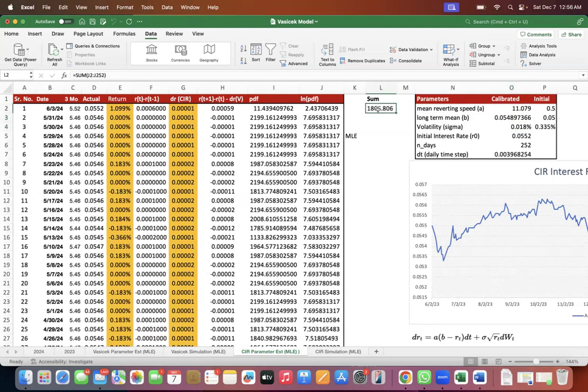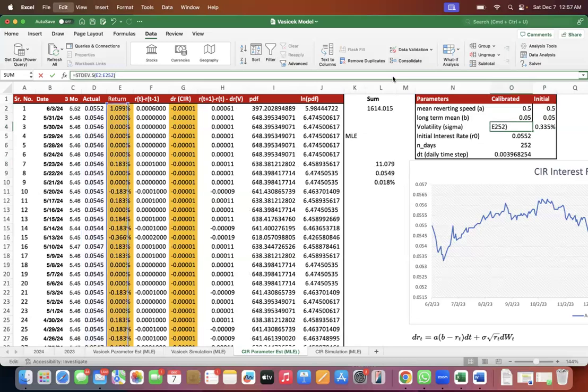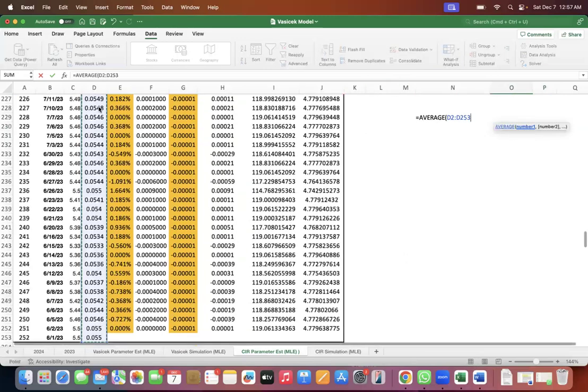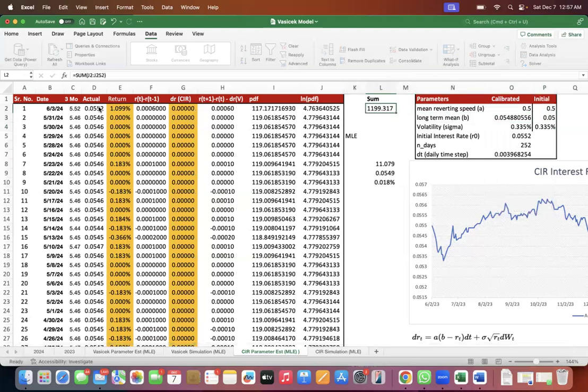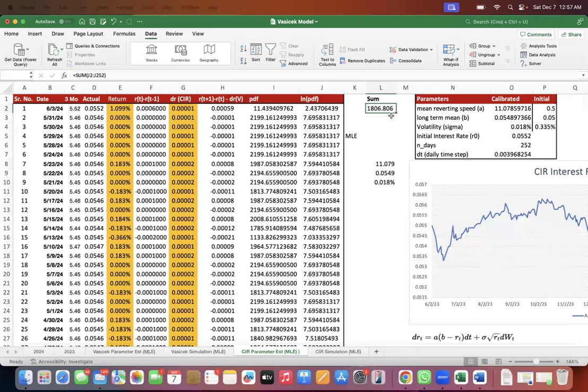My sum earlier was 1100 or something like that. If you remember, these were our initial guesses, and we were getting this value, but when we did the Solver piece, we got these values. Using these values, we maximized this sum, and that was the aim: maximizing the likelihood estimator.